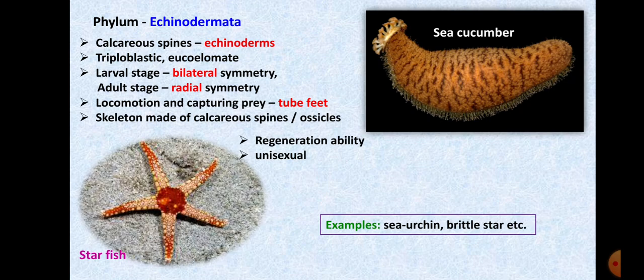Exclusively found in the ocean. To remember this characteristic, you can just look at the names: sea cucumber, sea urchin, brittle star, starfish.